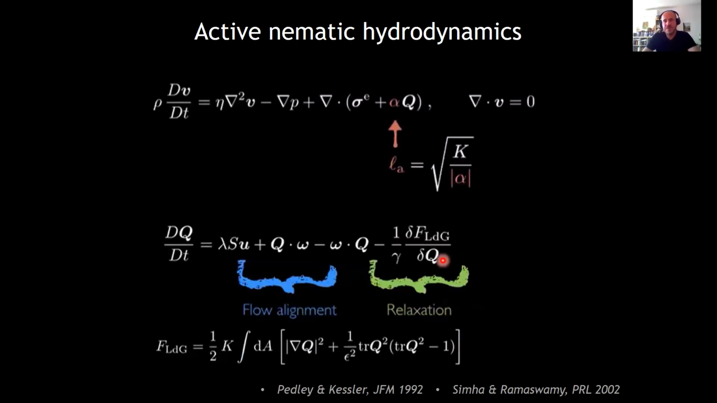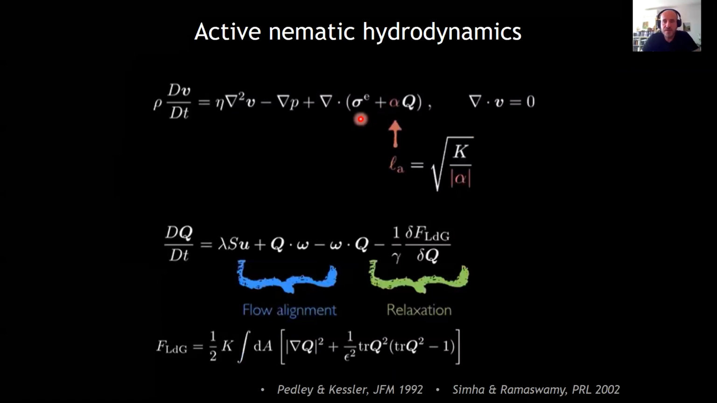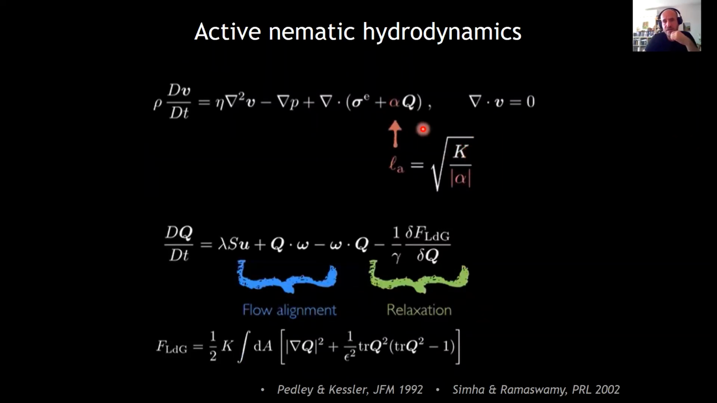And what you can see immediately here, now we focus on the upper equation, is that by introducing active stresses, you directly introduce a scale. And the scale is the balance between the active part and the passive part. The passive part is the elastic energy, represented by the Frank constant, and the active part is represented by alpha. So you expect some scale to appear.